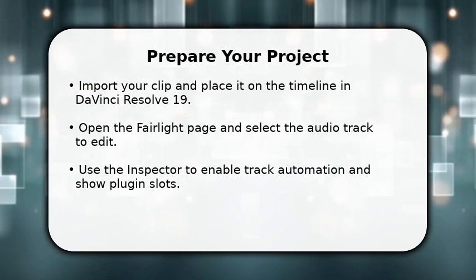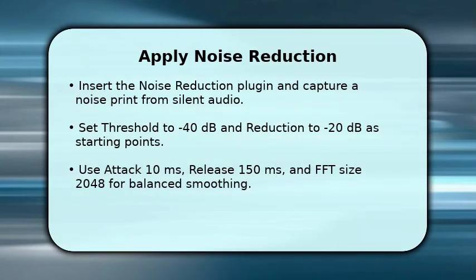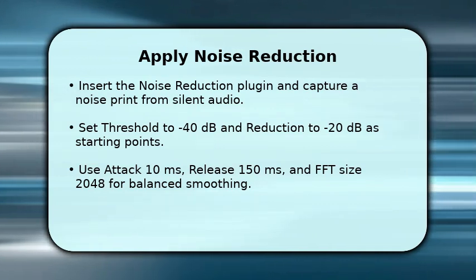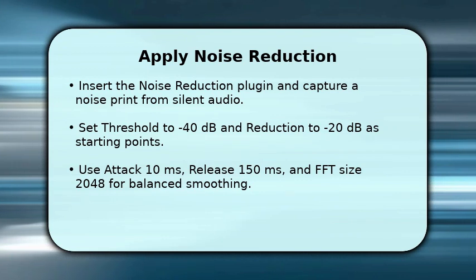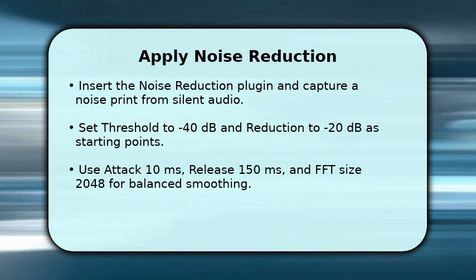Capture a noise print by selecting a silent section and clicking Learn inside the plugin. Set threshold to -40 dB and reduction to -20 dB as sensible starting points for dialogue. Adjust attack to 10 ms and release to 150 ms to avoid chopping syllables. Choose an FFT size of 2048 for balanced spectral resolution and latency.